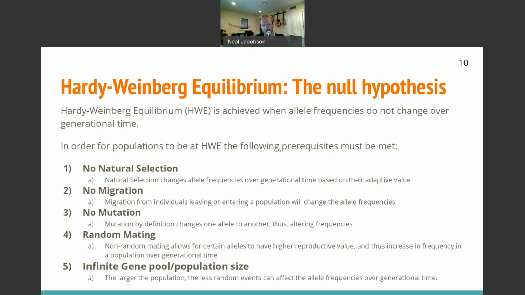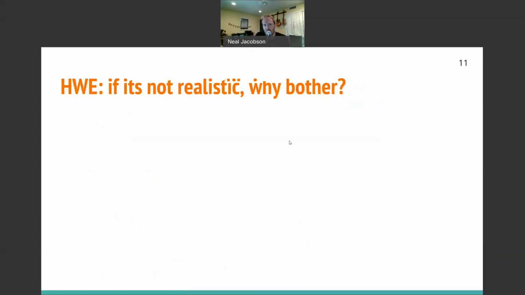So let's think about this. Is there ever a population in this world that has all of these things happening? No selection, no migration, no mutation, random mating, and an infinite population? No, hell no. So Hardy-Weinberg equilibrium is not realistic. So the question is, why do we even bother with it?